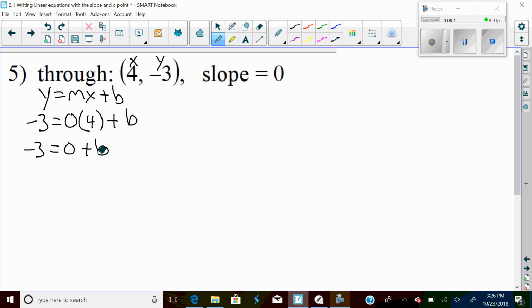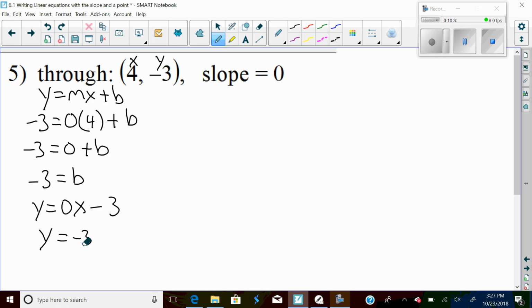All right, and you can subtract 0 on both sides. That's going to leave you with -3 is equal to b. So our y-intercept is -3, and we'll write that in our equation. y is equal to our slope, which is 0, times x minus 3, because it's a negative 3. But since it's 0 times x, anything I plug in for x is going to end up being 0. So the easier way to write that is y is equal to negative 3.